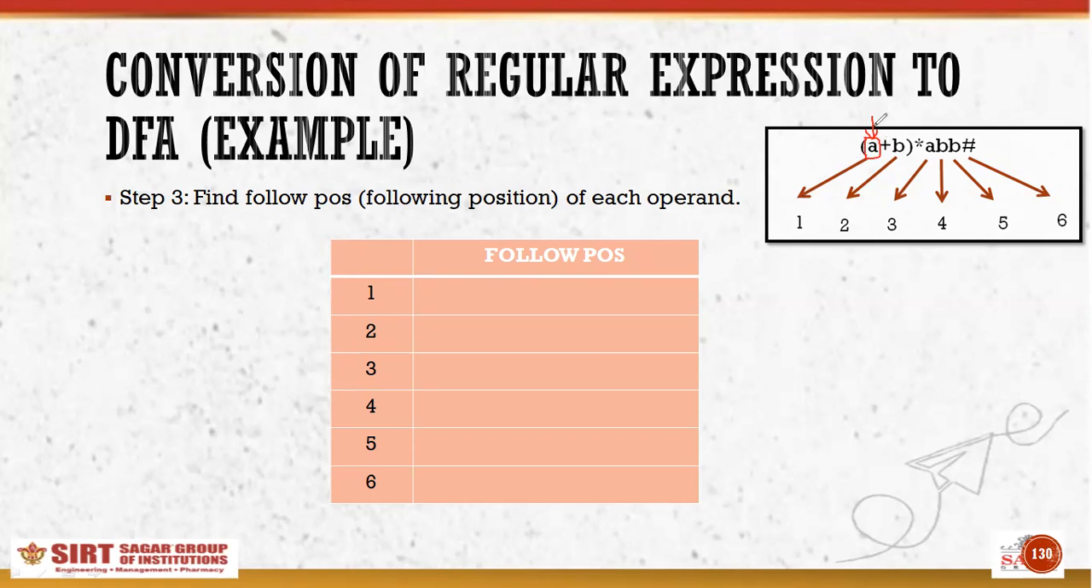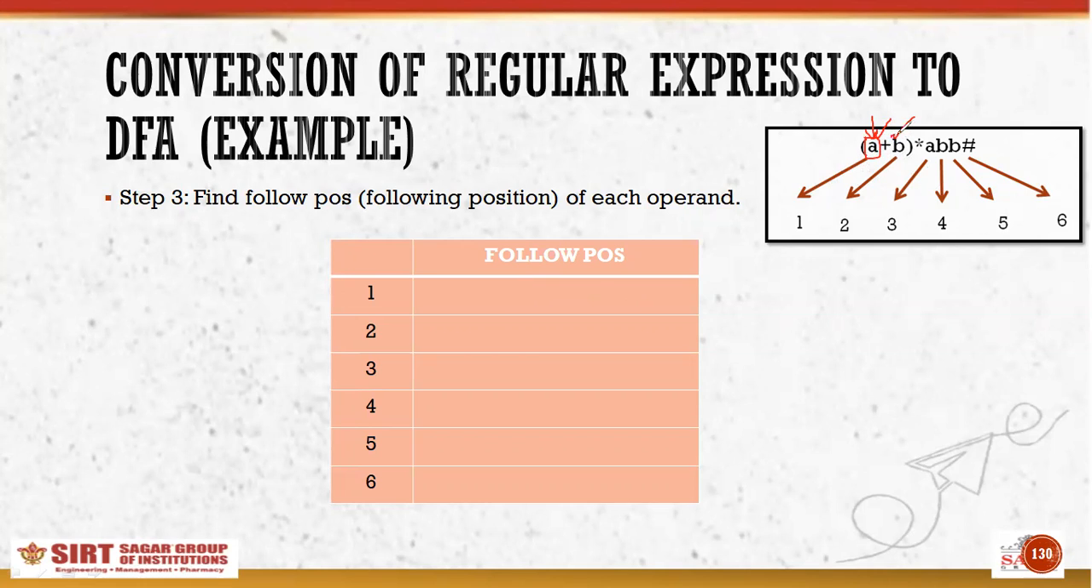Second thing, that after this A, B can also come, because this means any possible combination of A and B. So what does any possible combination of A and B mean? That means any number of A's, any number of B's, or any number of A and B in any combination. Okay, so B can come after this small a, that is 1. So we can write 2 also in the follow pause of 1.